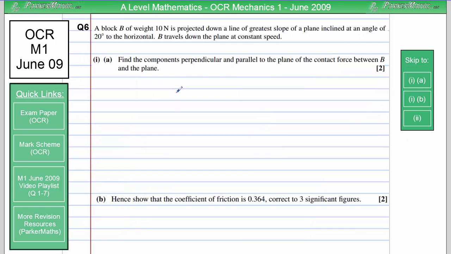Question 6. A block B of weight 10 newtons is projected down a line of greatest slope of a plane inclined at an angle of 20 degrees to the horizontal. B travels down the plane at constant speed. In part 1a, we need to find the components perpendicular and parallel to the plane of the contact force between B and the plane. As always, let's start by drawing a diagram.